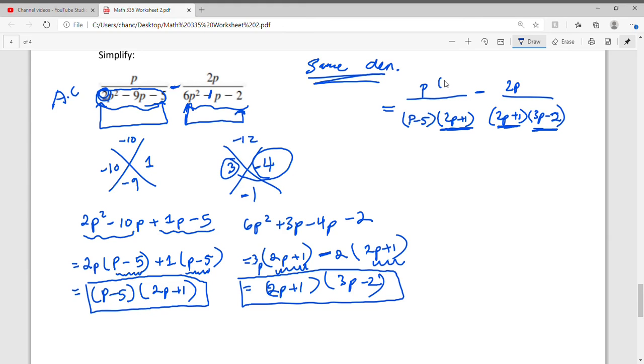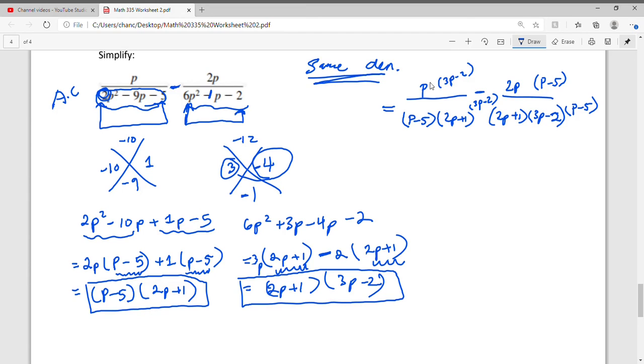So I'll multiply by 3p minus 2 on the top and 3p minus 2 on the bottom. On the right, we're missing p minus 5. So let's multiply p minus 5 on the top and on the bottom of the right side. You can see our LCD is all of the terms, and we don't have any repeats. So that is our LCD. P minus 5, 2p plus 1, and 3p minus 2.